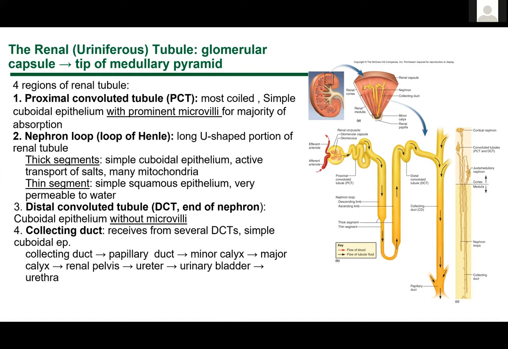So the proximal convoluted tubule is most coiled, which means that in cross-section, in a kidney slide, you see a greater variety of cross-sectional shapes. So it's a simple cuboidal epithelium with really prominent microvilli. And you can actually see that the lumen looks kind of hairy almost in these guys. So you can't see a distinct or clear edge to the lumen. It's kind of just messy in there.